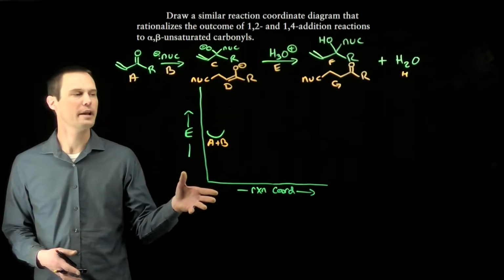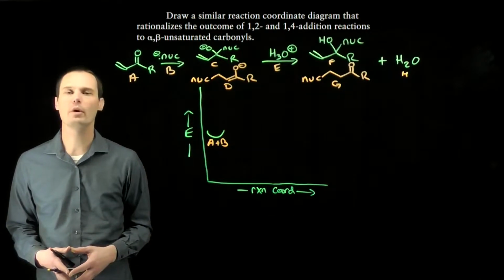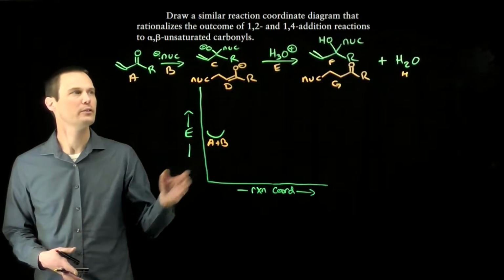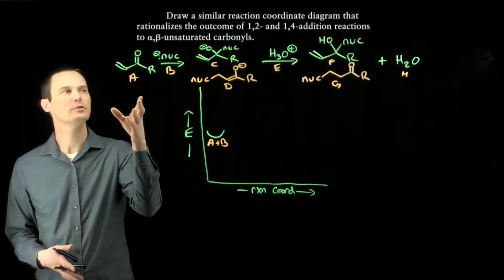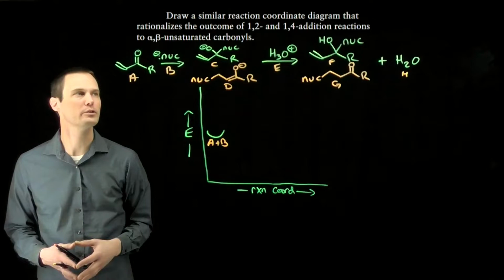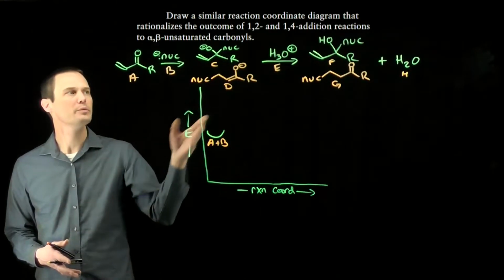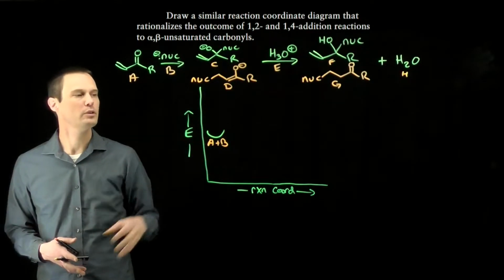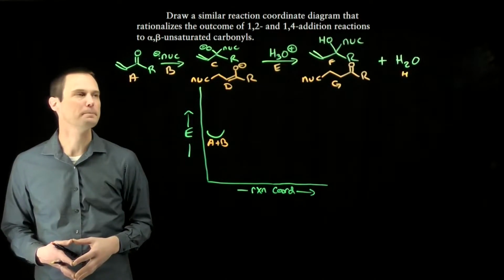This assessment asks us to draw an energy diagram showing the 1,2 and 1,4 addition pathways to an alpha-beta unsaturated carbonyl. I have a generic version drawn on the board where the starting material splits into two pathways, one for the 1,2 addition product and one for the 1,4 addition product. The R groups here stand for alkyl groups, rest of the molecule, and I've labeled every molecule in order to save space on my energy diagram.